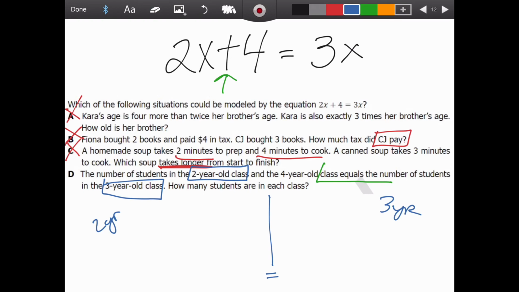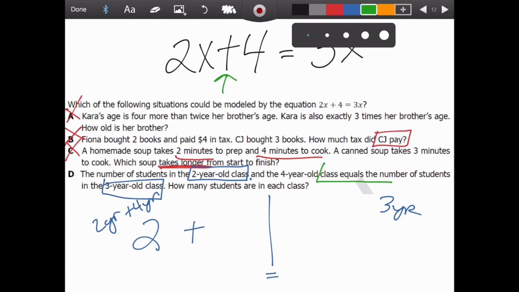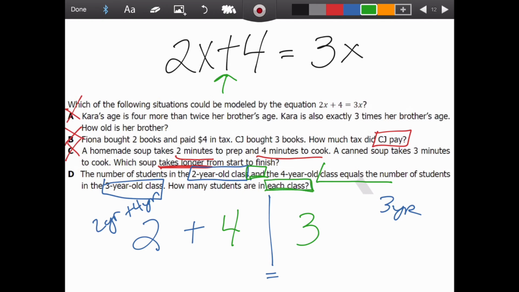All right, let's go back. It says the number of students in the 2-year-old class and the 4-year-old class, so this is 4-year-olds as well, is equal to, okay, so we have 2 years, which is 2, and plus, because of the "and", the 4-year-old class equals the number of students in the 3-year-old class. And obviously, they're 3 years old. How many students are in each class?